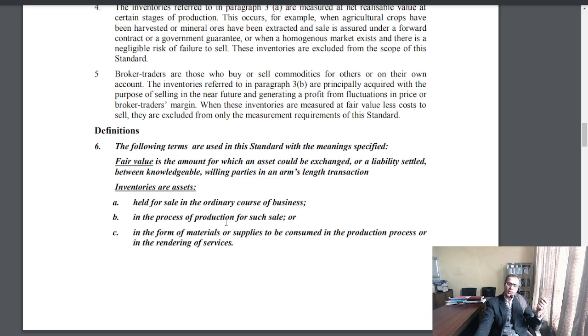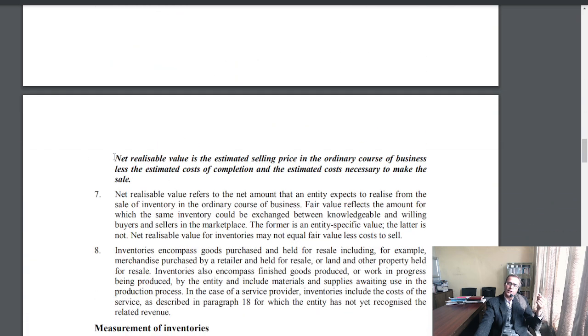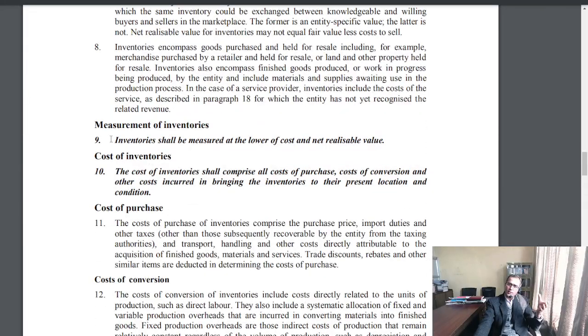Okay, now the next one is very interesting: the net realizable value. That is your estimated selling price in the ordinary course of business less the estimated cost of completion and the estimated costs necessary to make the sale. So you have to present the net realizable value in your financial statements. I will be discussing it in detail also. Then we say cost of inventory, friends, in terms of the measurement of inventory, you could find it.